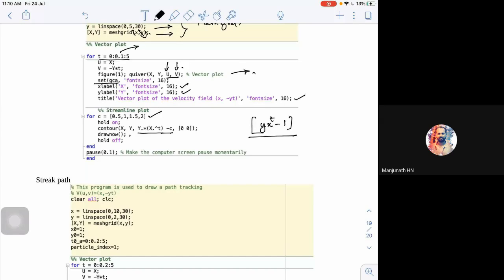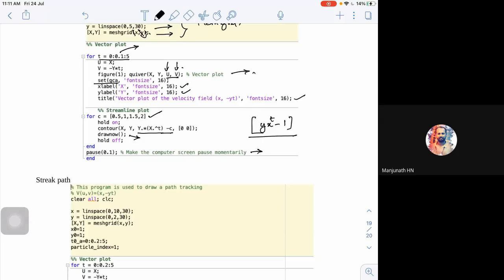I'll speak on this particular thing: drawnow and pause. When I'm writing the code, why do we need that? This pause is very much required because when we are trying to plot a streamline or pathline, whatever it may be, the code will be running continuously. It's like infinite, it becomes a loop. So you can pause momentarily for 0.1 or 0.2 or whatever it may be, so I can get my screen paused. Then hold on and hold off ensure that whatever I plot in the previous step is held back. So that particular thing I'm trying to use.